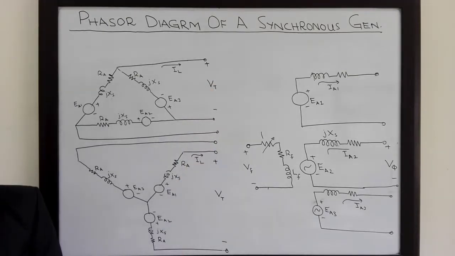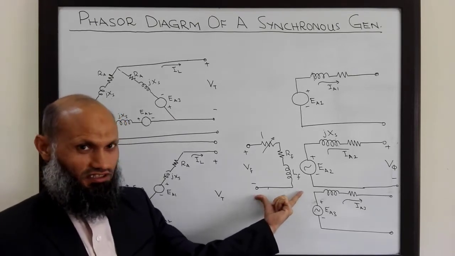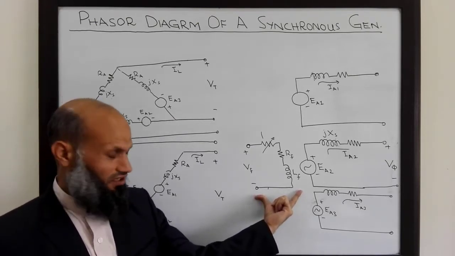In the last lecture, we studied the equivalent electrical circuit of a synchronous generator. On a synchronous generator, there is a rotor. The equivalent electrical circuit of the rotor is shown over here.